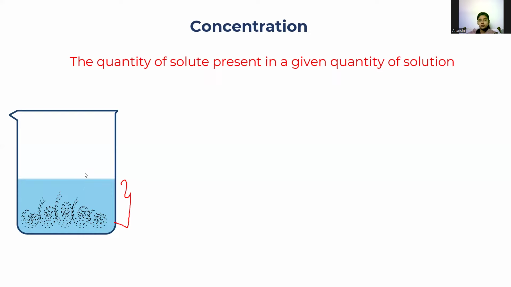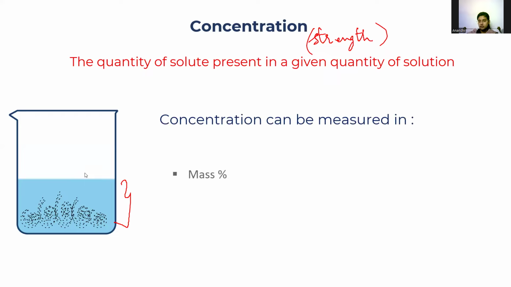The other name for concentration is strength. Concentration of the solution can be called the strength of the solution. Strength of the solution can be measured in many ways. The first way is using mass percentage. The second way is mole fraction. Third is using molarity. Fourth is using molality. These are some of the ways in which the strength or concentration of the solution can be measured.